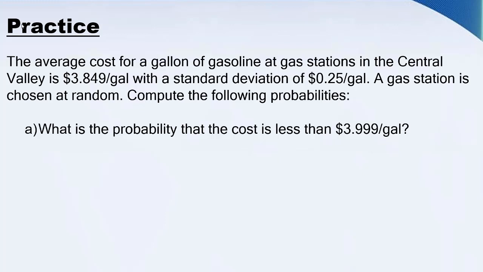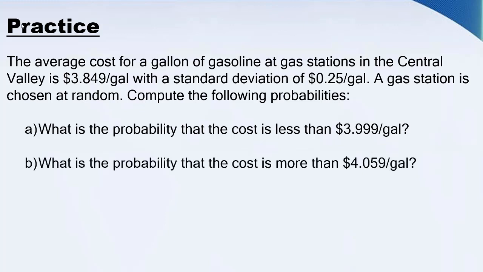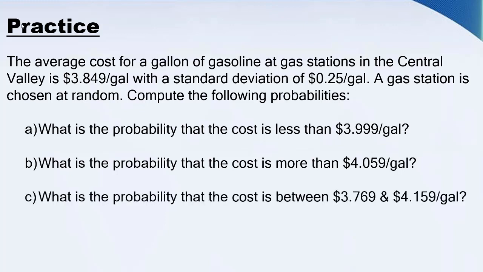Alrighty, so we want to compute these following probabilities. What's the probability that the cost is less than 3.999 per gallon? What's the probability the cost is more than 4.059 per gallon? And what's the probability the cost is between 3.769 and 4.159 per gallon? So again, this is very much like the problem that we just did from the wait times at the hospital. So pause the video, and when you're ready to see the answers, just hit play.